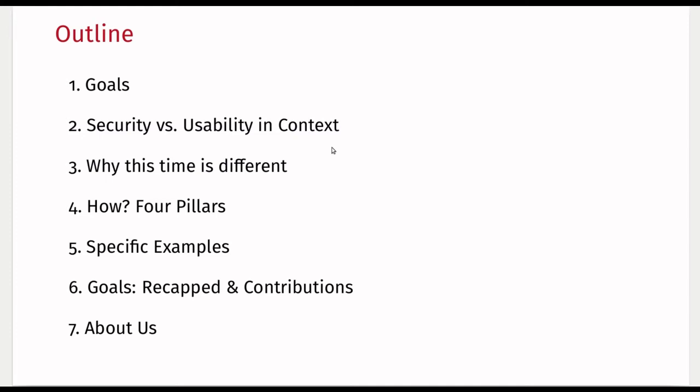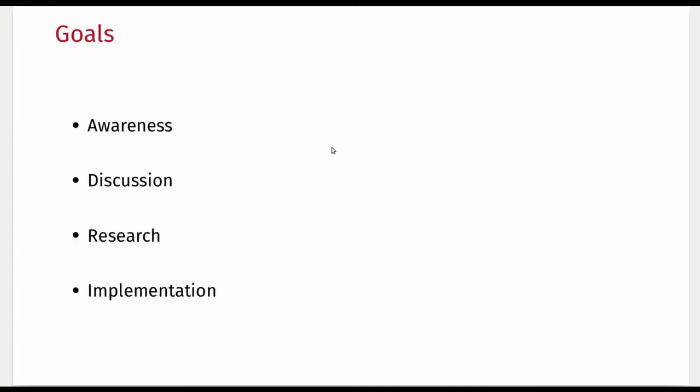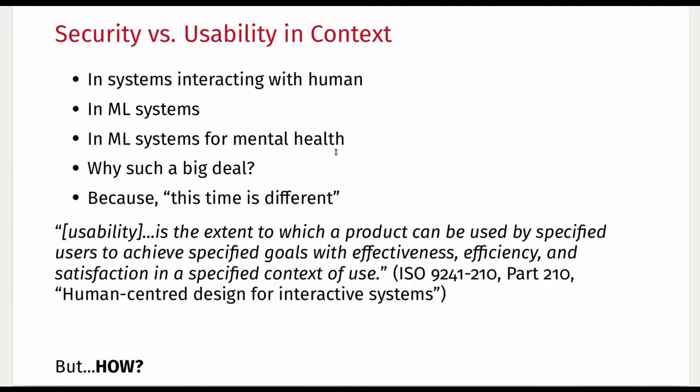And then we will briefly discuss some specific examples of how those four pillars interact with each other and how their dynamics are guiding the development and use of usable security in such systems. And then we will do the recap, and we will finally deliver the promised About Us section. I think these are the goals of what our talk is intended to achieve today, and hopefully by the end, you will have a growing awareness and an ongoing discussion, and of course, some ideas and thoughts about further research and implementations.